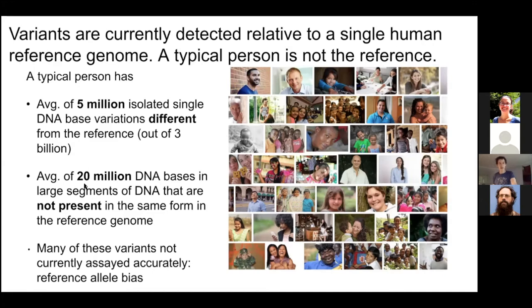And then there are much fewer in terms of total number of variations, but in terms of total number of bases, about 20 million bases of DNA in your genome that are not present in that haploid reference in the same form. They mostly take the form of small insertions and deletions, but also larger insertions and deletions, transpositions, inversions, et cetera, and copy number variations.